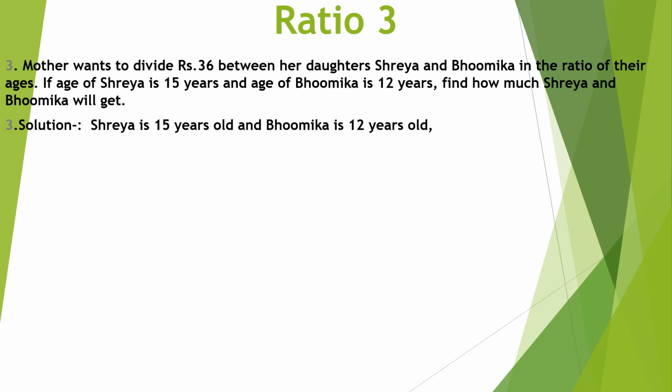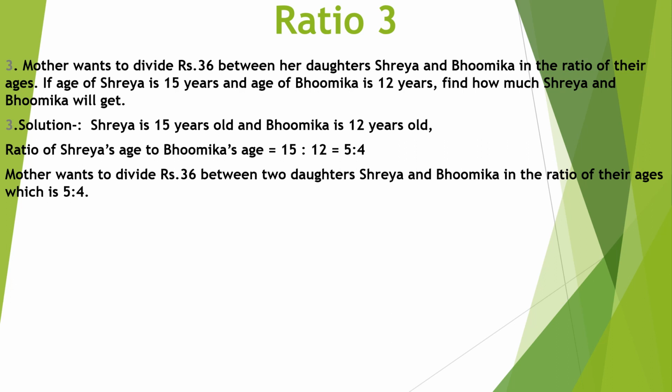Now in the third sum, mother has 2 daughters, Shreya and Bhumika. Shreya is 15 years old and Bhumika is 12 years old. Now ratio of Shreya's age to Bhumika's age is 15 is to 12. On simplification it comes to 5 is to 4.